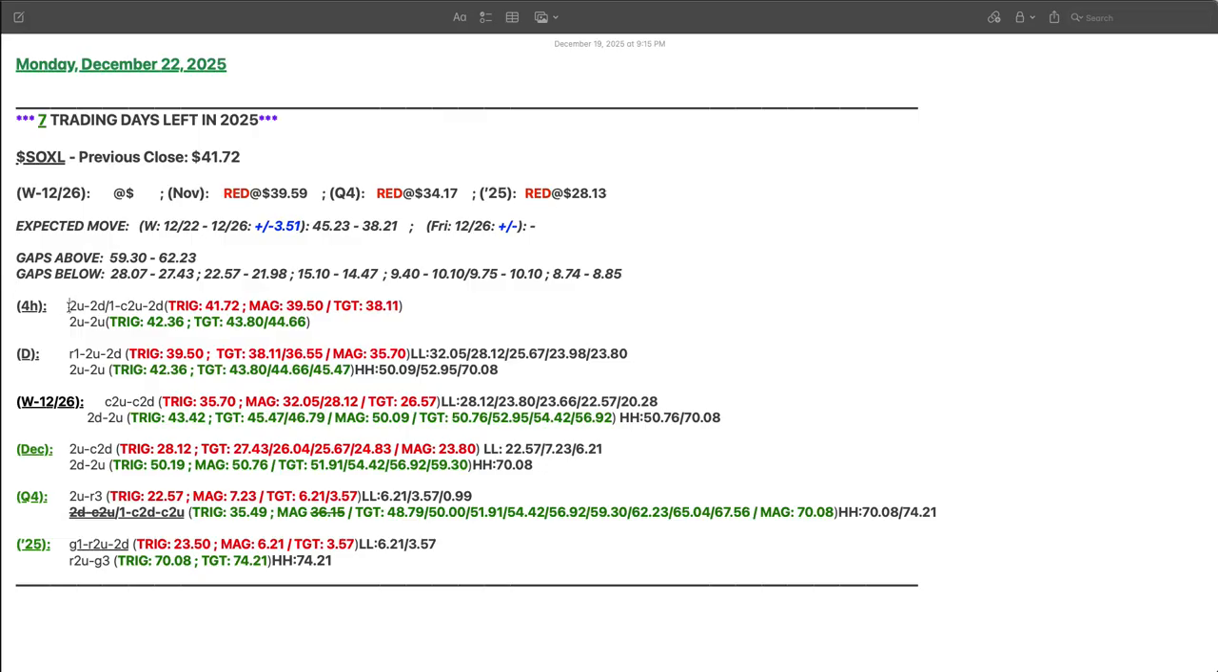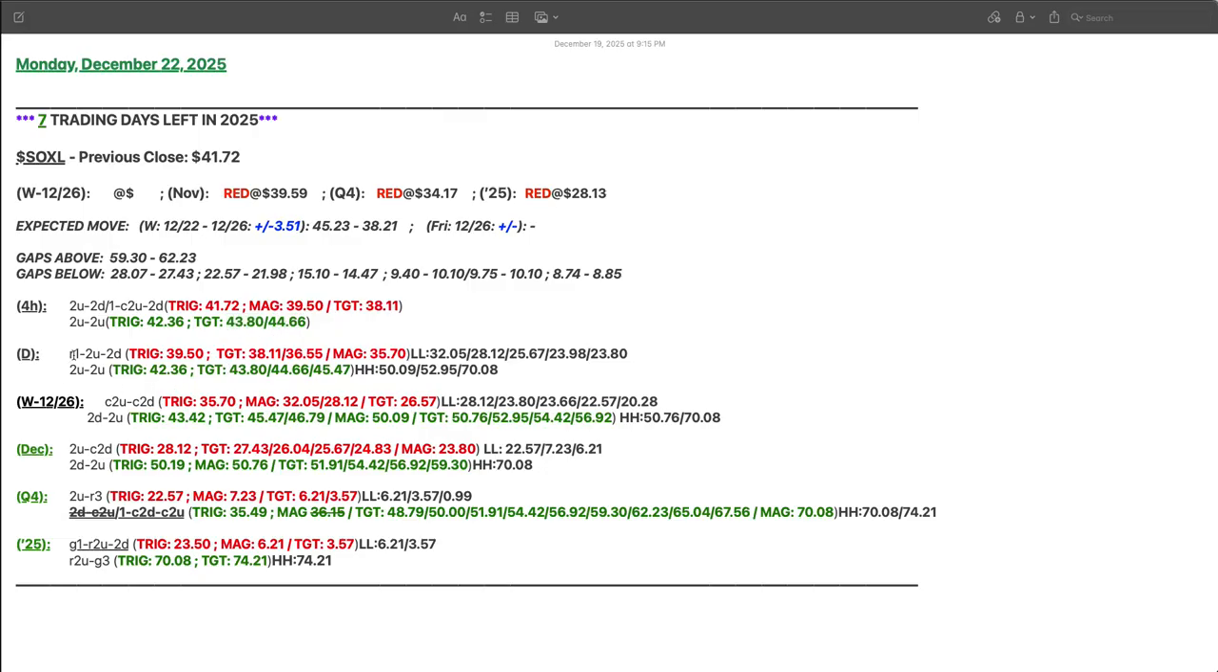And on the 4-hour time frame, if we breach that low to the downside, or the second 4-hour candle of Friday to the downside, that triggers a 2 up, 2 down at 41.72 with a magnitude of 39.50. And then if we go below 39.50, that triggers that 1 combo 2 up, combo 2 down, which gives us a magnitude of 38.11. Now, if we continue to the upside, that gives us a 2 up continuation, triggering at Friday's high, 42.36. And we've got some targets of 43.80 and 44.66.